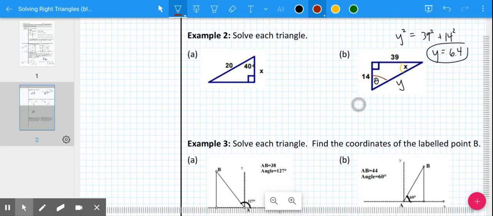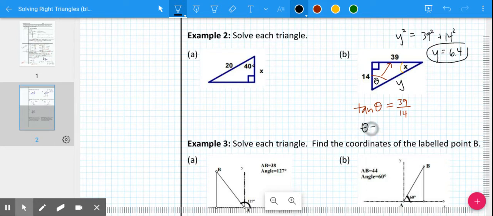So let's go ahead and do tan of theta, because that one will not use the hypotenuse. Tan of theta is opposite 39 over adjacent 14. Now to solve for an angle, what you have to do is use the inverse tan button on your calculator.